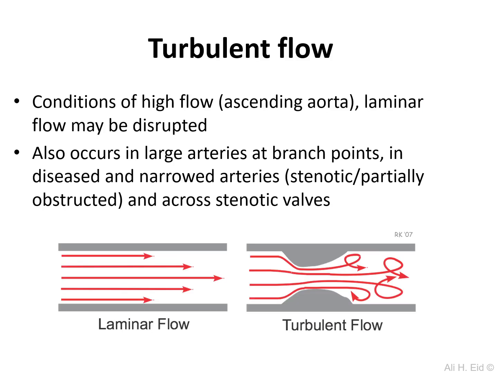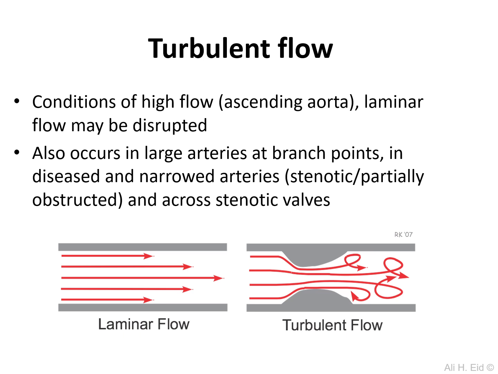Turbulent flow, that is opposite to the laminar flow, is usually met in conditions of high flow, such as in the ascending aorta, and in that case, the laminar flow may be disrupted. This also happens when there is an irregularity in a blood vessel. That could be at the valves, at the site of a blood clot, or when you have an atheroma, and so on.